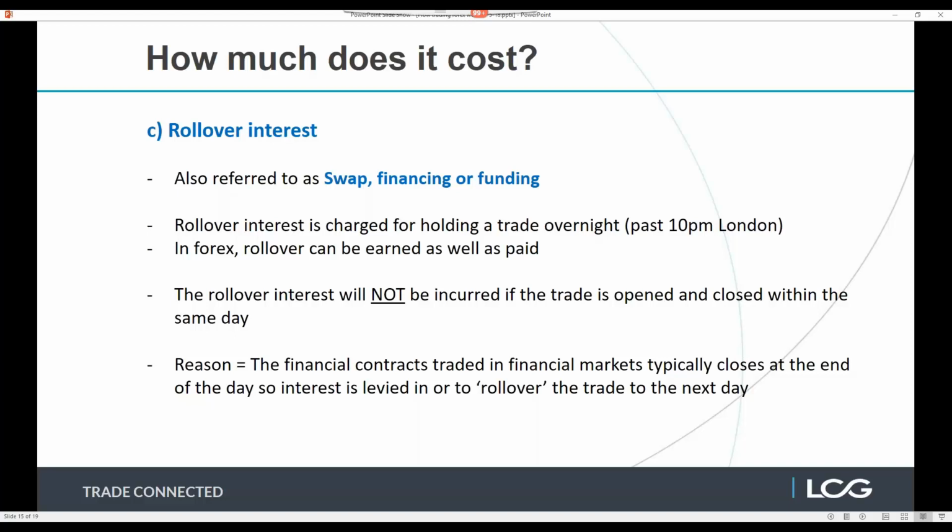But the ultimate idea of it is that, say, for example, at the moment, in the US, interest rates are higher than in Europe. Then in that case, you should earn money when you're buying the dollar, and you should pay money when you're buying the euro, because you earn money by earning the higher interest rate, by buying the higher interest rate currency, and you pay money if you're buying that lower interest rate currency.